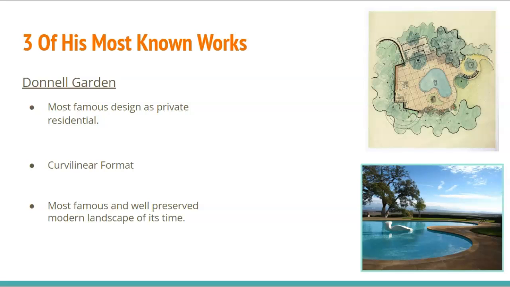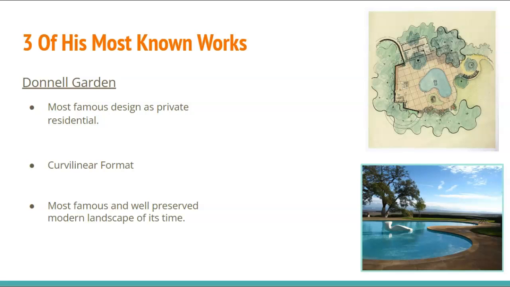So, Thomas Church's most known works. The Donnell Garden. This garden was designed primarily by Thomas and two other architects by the names of George Rockrise and Lawrence Halprin. And this is an art piece that is linked to the name of Thomas Church to this day.